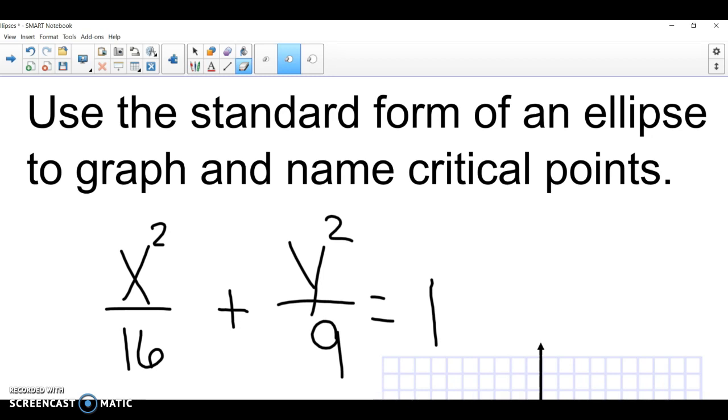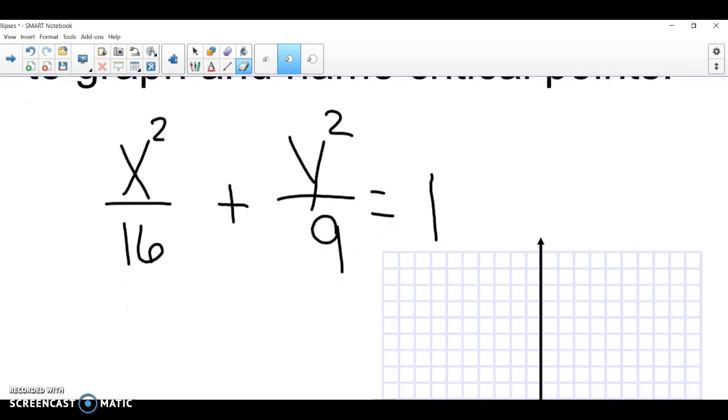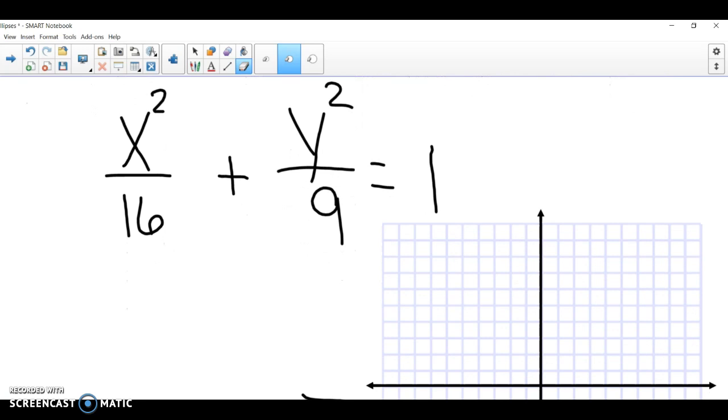Standard form of an ellipse to graph and name the critical points. So we've got x squared over 16 plus y squared over 9 is equal to 1. All right, so our major axis is going to be along the x-axis.